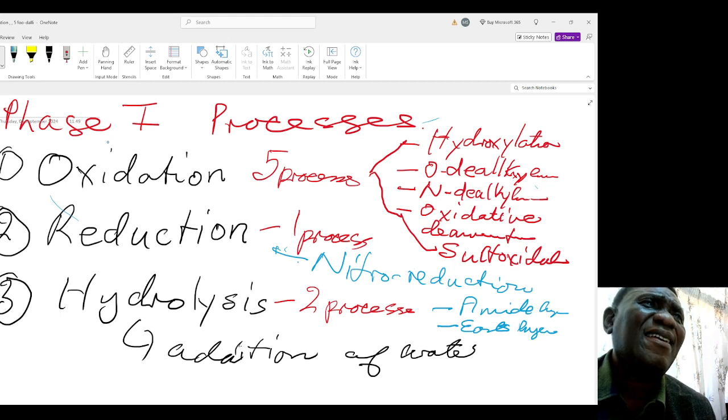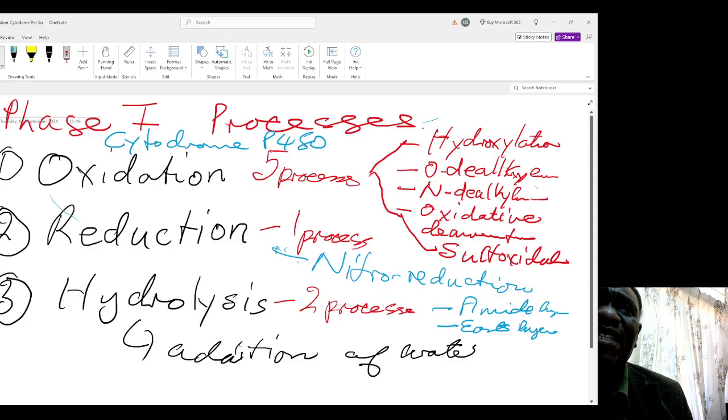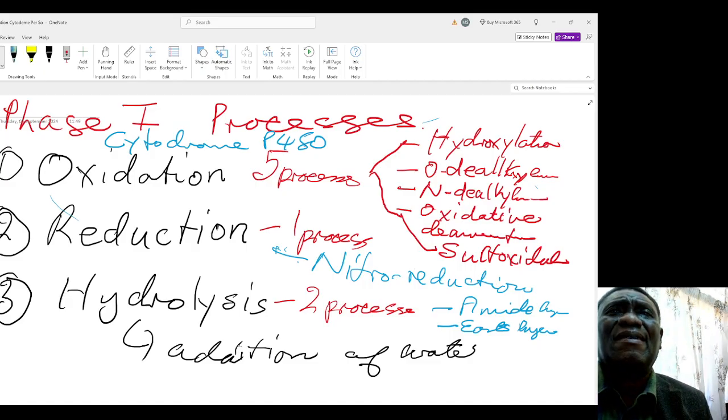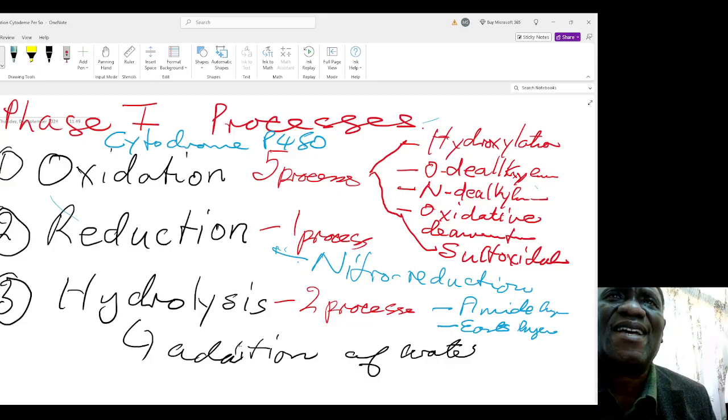And cytochrome P450 is facilitating all these reactions. So all these reactions are facilitated by cytochrome P450 in phase 1. So let us go to the slides and see the details of these reactions.